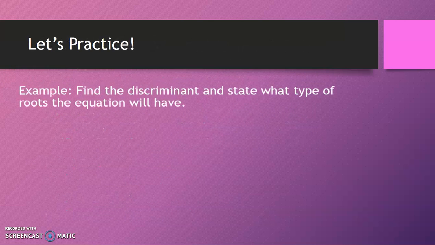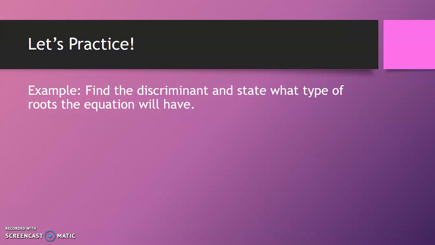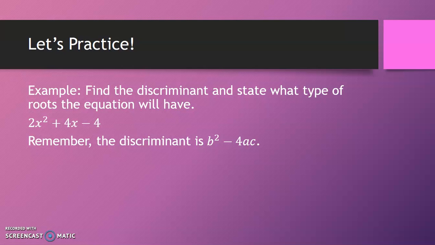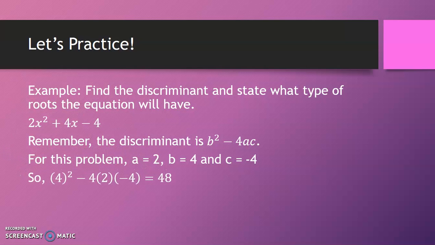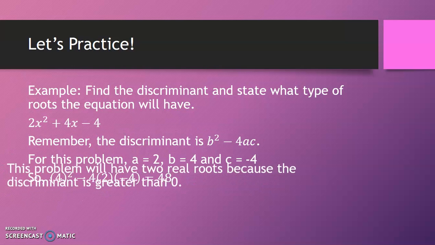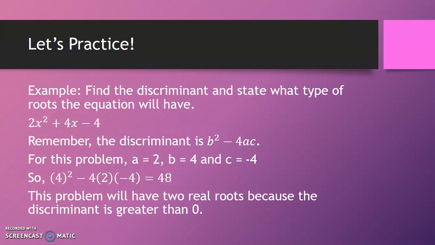Let's do some practice with just finding the discriminant and stating what type of roots the equation will have. So for this first one, I have 2x squared plus 4x minus 4. The discriminant, again, is that portion b squared minus 4ac. So for this equation, my a is equal to 2, my b is equal to 4, and c is equal to negative 4. Plugging it into my discriminant will look like this. 4 squared minus 4 times 2 times negative 4, and I get 48. 48 is greater than 0, so that means that this will have two real roots.